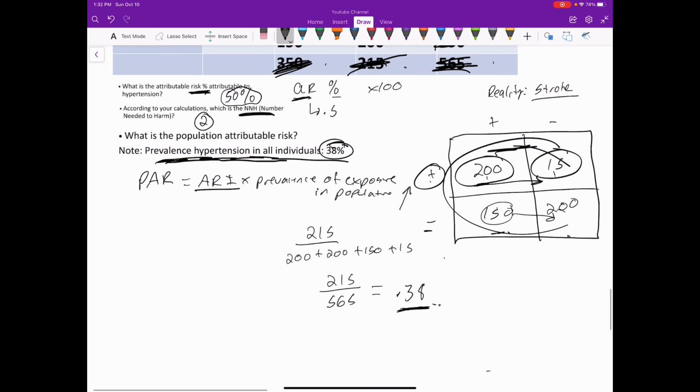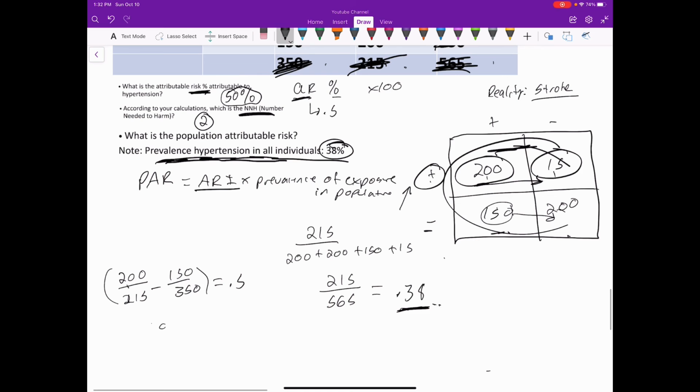Okay, so now what is ARI? Well, ARI is just another way to say the AR, the attributable risk. That's all it is. I don't know why they do this. So 200 over 215 minus 150 over 350. This is how we got the AR, which is going to equal 0.5.